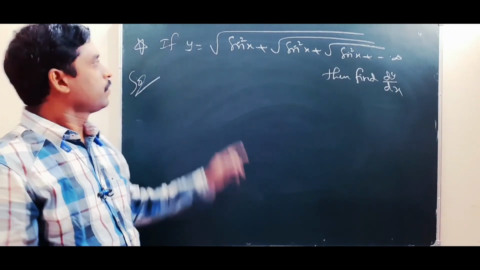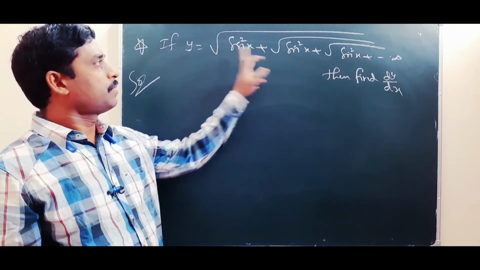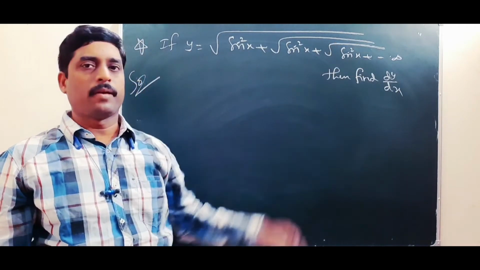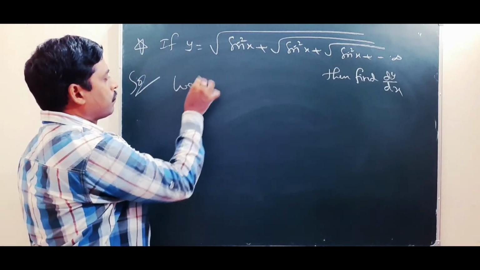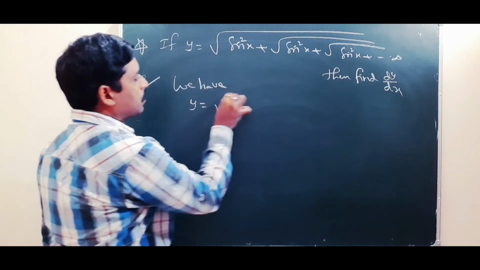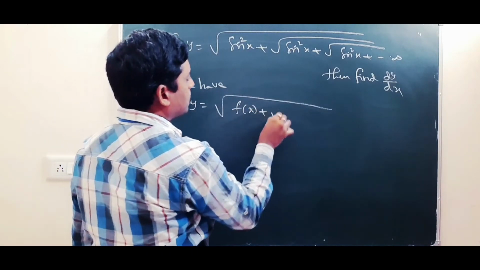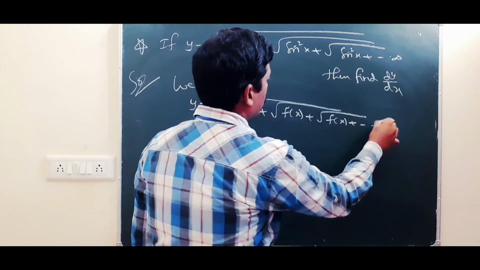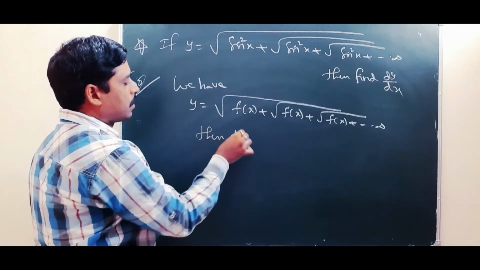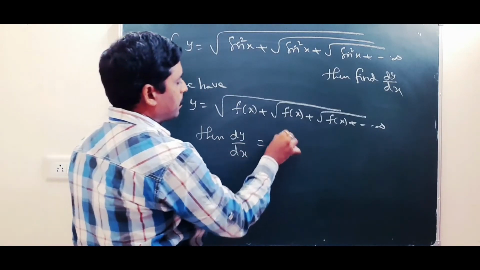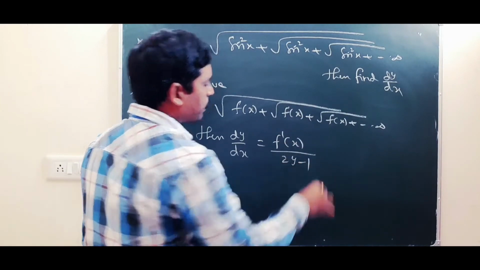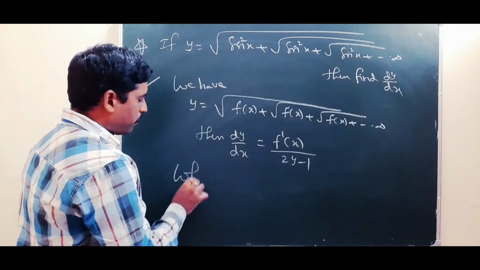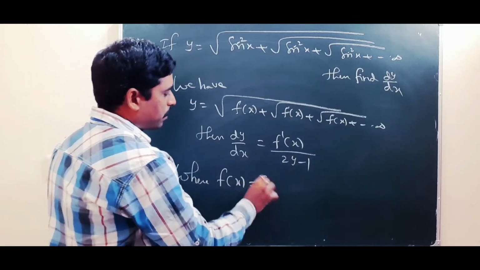Okay, let us go to the next problem. y is equal to root under sin^2 x plus root under sin^2 x plus root under sin^2 x up to infinity terms. Then find dy/dx. We have one formula: if y is equal to root under f(x) plus root under f(x) plus root under f(x) up to infinity, then dy/dx is equal to f'(x) by 2y minus 1, where f(x) is sin^2 x.